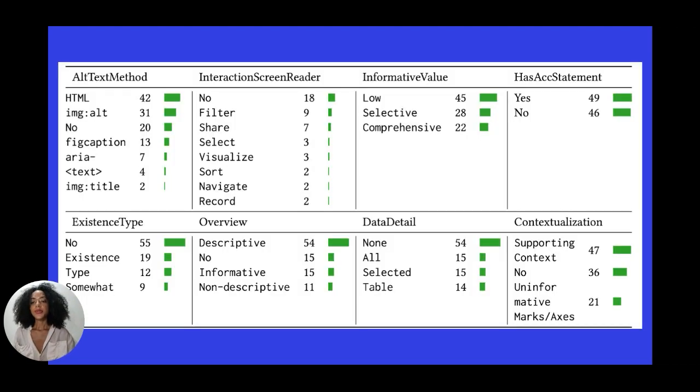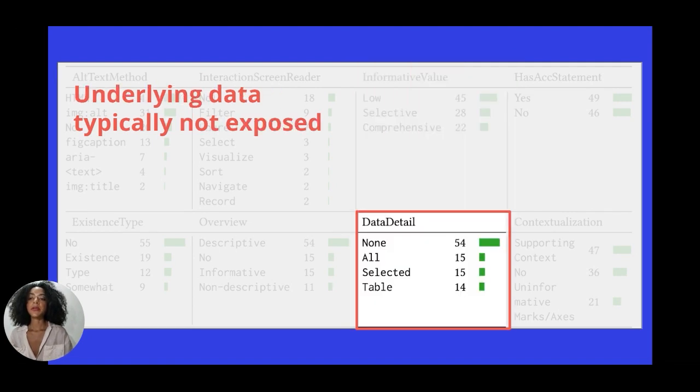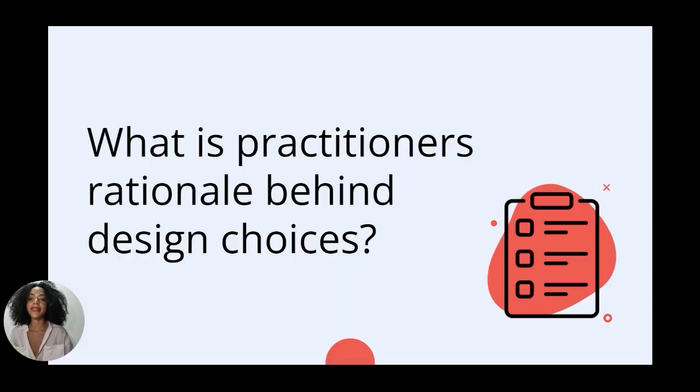Through the coding process, we derived 8 dimensions that can give a good idea of what was done to make each visualization accessible. What we found was that the information made accessible typically does not go beyond mentioning basic elements of the chart. Much less frequently could screen readers pick up the core value or trends of the chart. Most of the time, there's little to no insight on the actual data. In theory, designers could support accessibility by providing an informative overview that communicates the trend or message. In the wild, however, that was rarely the case.